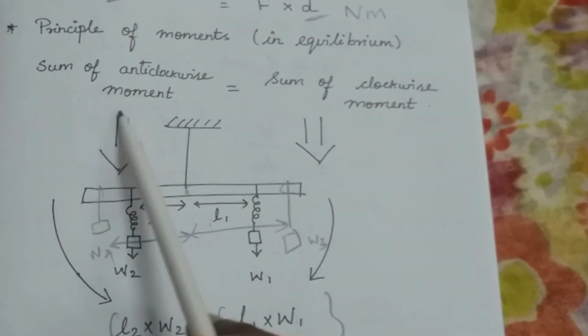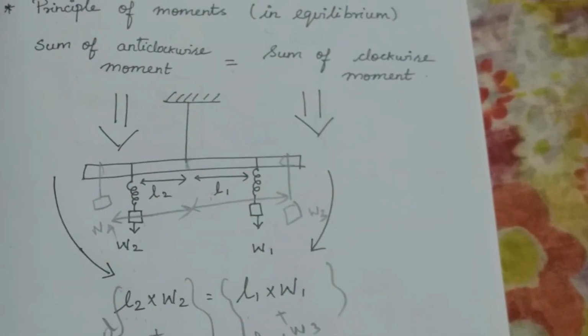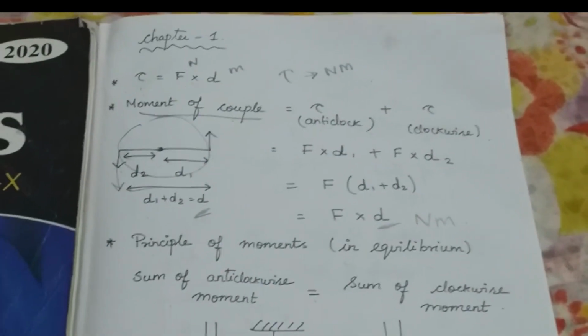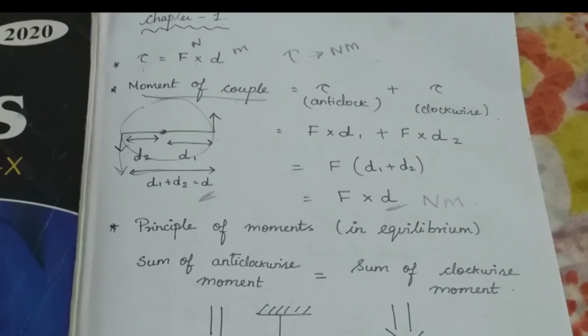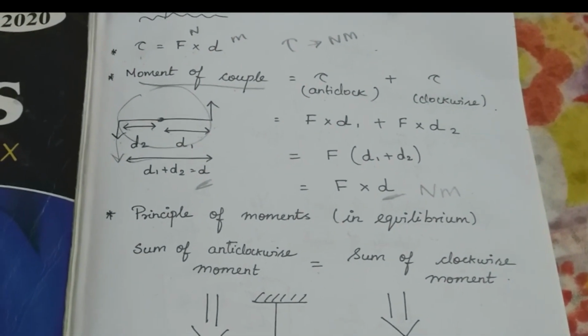So for this principle of moment, it is nothing but a ratio. So there will not be any unit for it. So these are the three important formulas that are involved in chapter 1. One is torque, second is moment of couple, and the third one is principle of moment in equilibrium. Make sure that you note down all the formulas. We will be solving problems very soon.